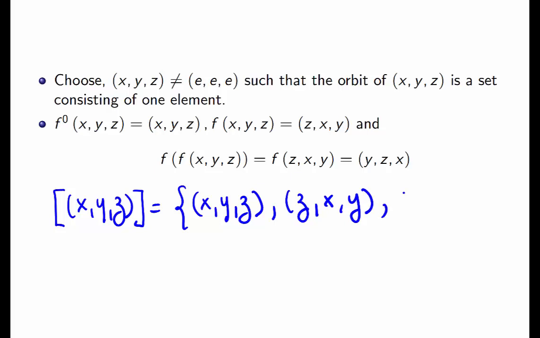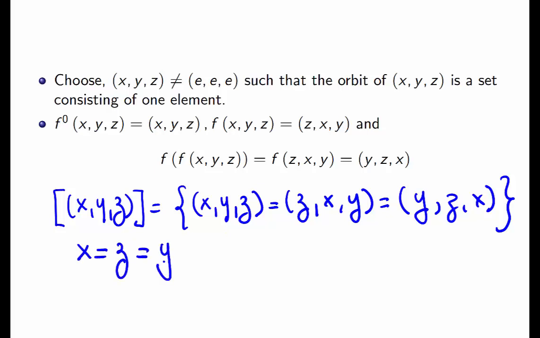And then if we apply again, what do we get? We get y, z, x. But then we say that all of these are in this, this is a one orbit element. So all of these must be actually equal to each other. So that tells us that x must be equal to z, which must be equal to y, by just looking at the first entry in these triples.